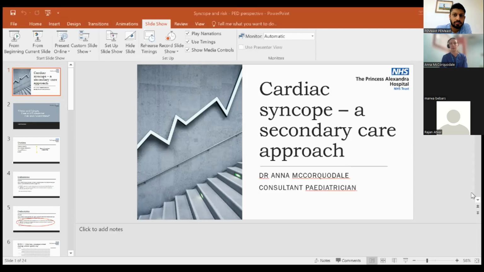So, wondering how to manage SVT in kids in ED with underlying Wolff-Parkinson-White without adverse features, with medication to avoid and which ones to start. Avoid adenosine, beta blockers, calcium channel blockers.